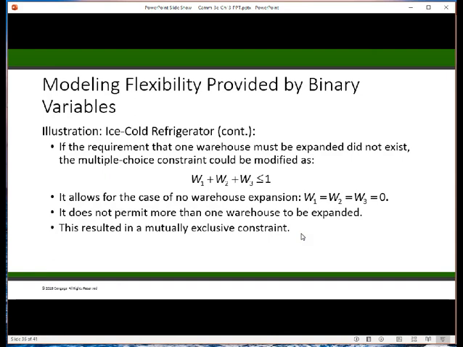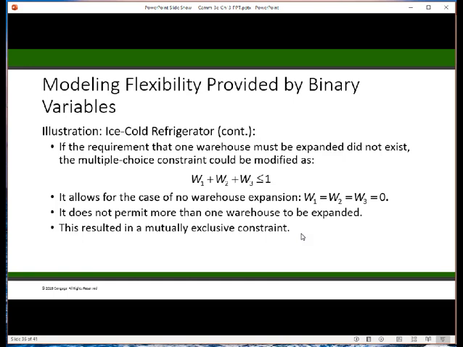So we can also add in a multiple choice constraint where, if the requirement that one warehouse must be expanded did not exist, then the constraint could be modified so that W1 plus W2 plus W3 is less than or equal to 1. And that will give us the opportunity to not do any of the warehouse expansion projects. So in other words, they could all three equal 0.